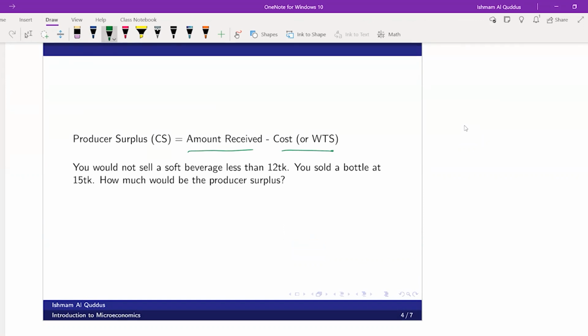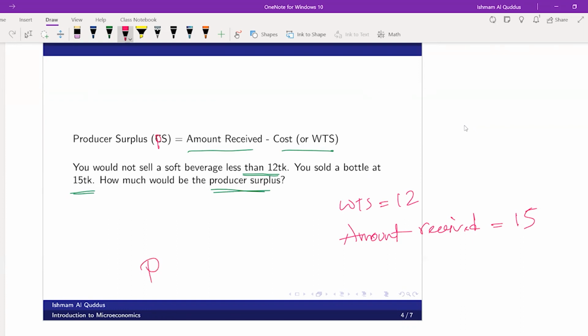Now look at this example. You would not sell a soft beverage, let's say Coke, for less than 12 taka. So you sold a bottle at 15 taka in the market. How much would be the producer surplus? So what is your cost, or WTS? Its WTS is 12, and the amount received is 15. So your producer surplus, this would be PS, would be 15 minus 12, which is 3 taka.